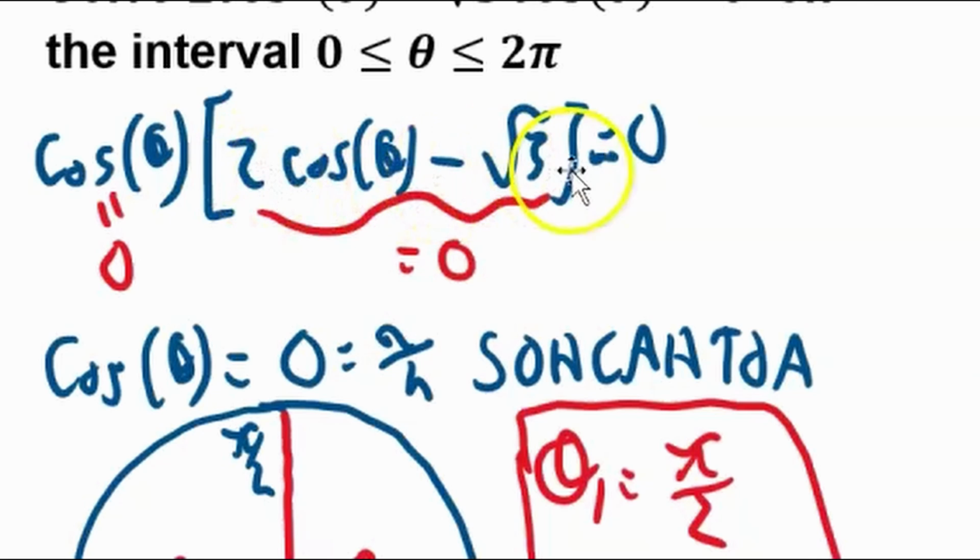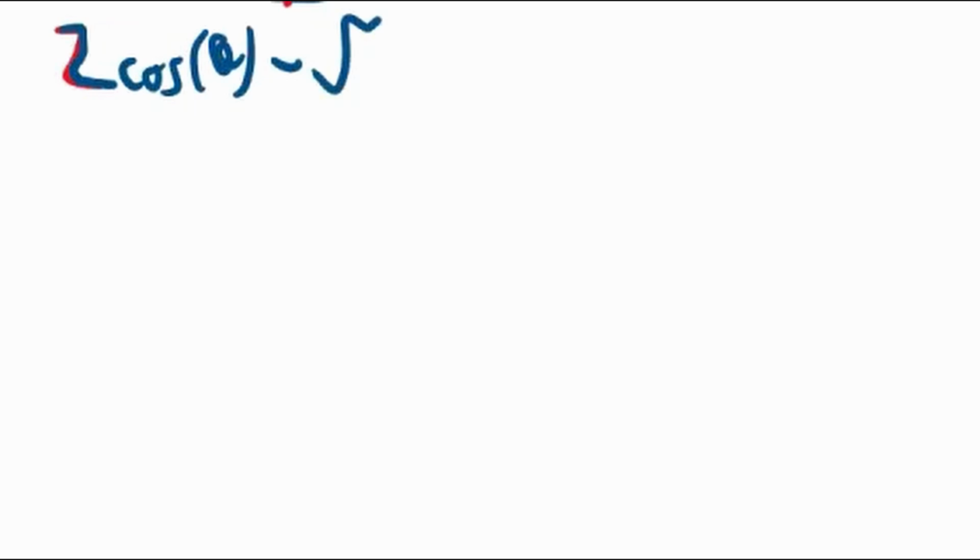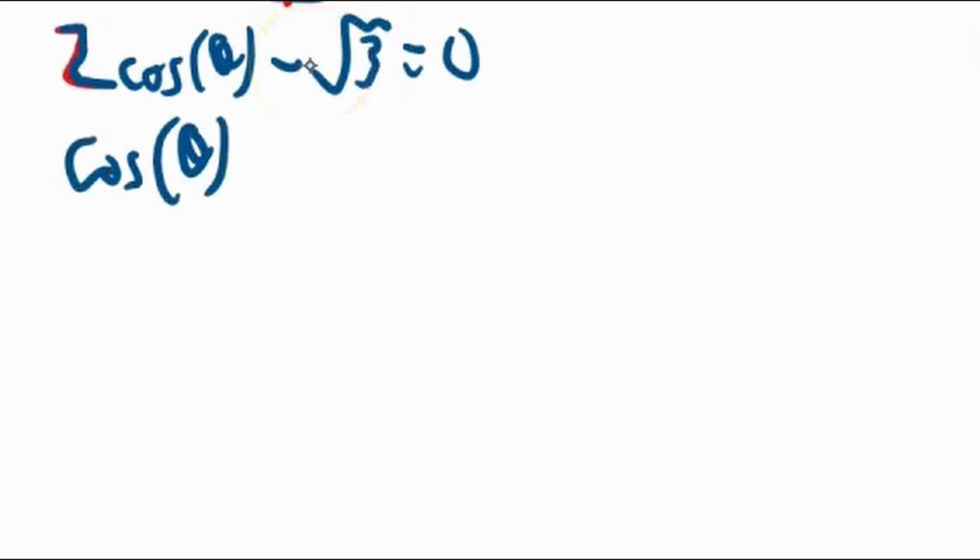So we have 2 cos theta minus root 3 equals 0. We'll add root 3 to the other side and then divide by 2. So we get cos theta equals root 3 over 2.